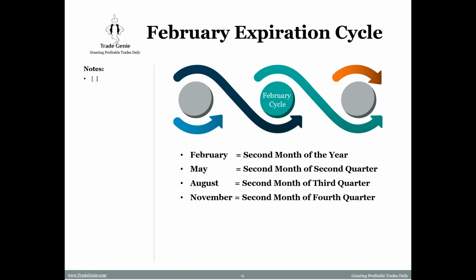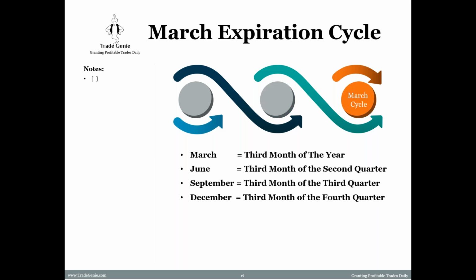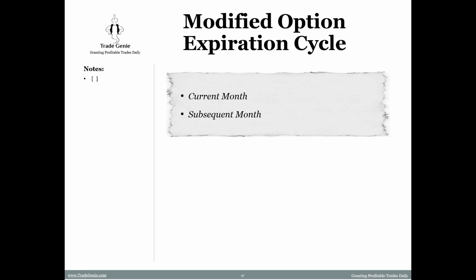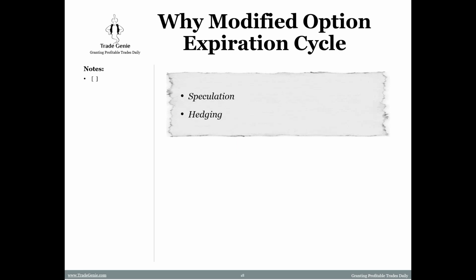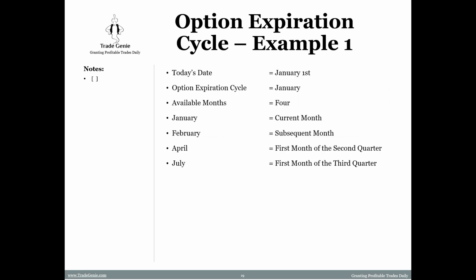Same for February, the second month. So May, August, and November are the second month of each quarter. The third month, if March is the expiration cycle: March, June, September, December. These are the third month of the second quarter, the third quarter, fourth quarter, etc. And the formula is current month plus subsequent month plus 2 extra months. It's for speculation and hedging. That's why they introduce the extra month of the subsequent month, for transition from one month to another. Ease of trading. More ways to trade, more ways to be creative.